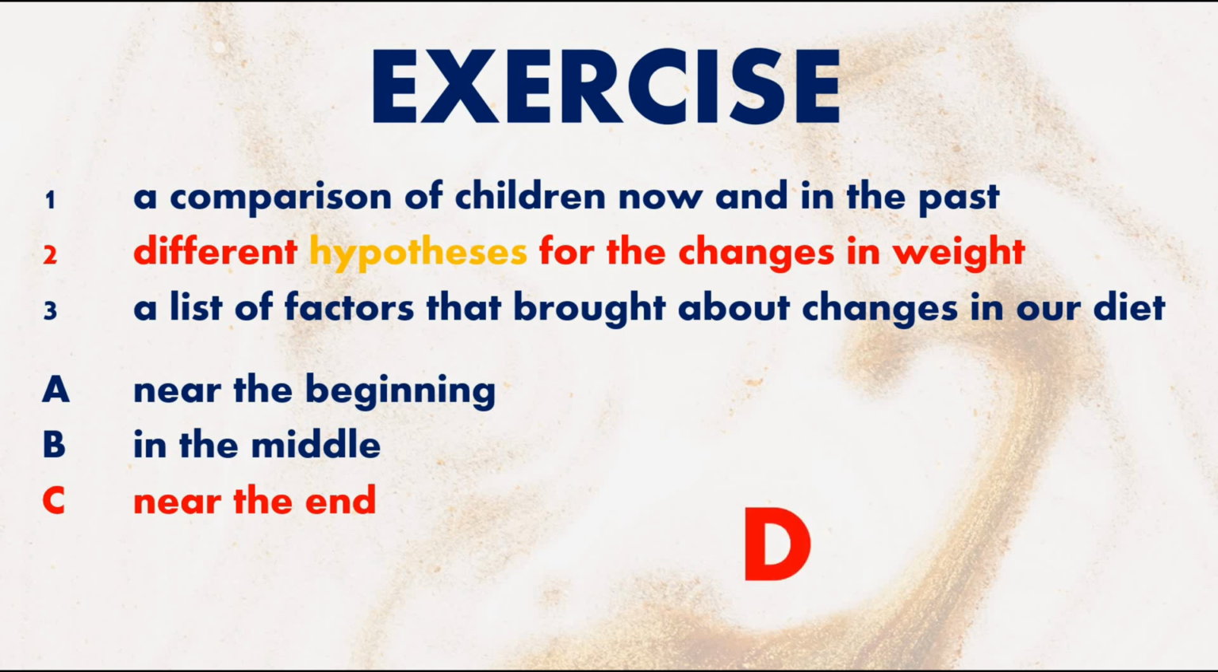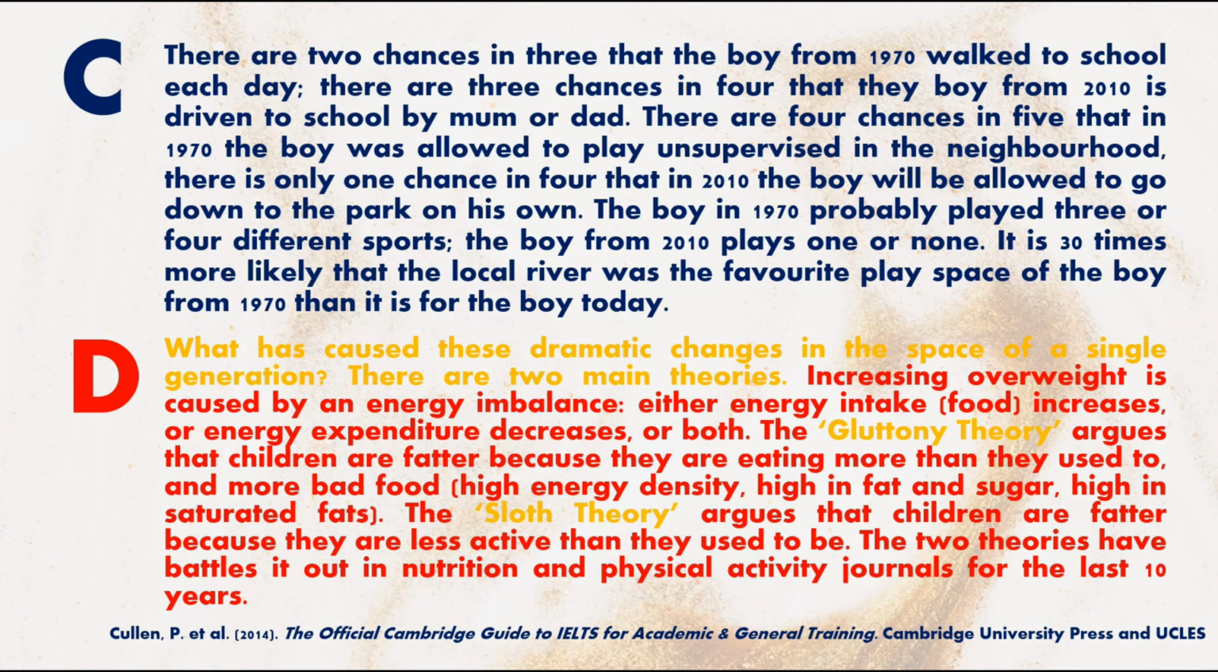Let's have a look. This is paragraph D in red, and highlighted in yellow are the specific details that show why paragraph D is the best or the most appropriate paragraph to answer the question. We're looking for hypotheses in weight changes, and the closest word for the word hypothesis is theories, which can be found in this paragraph.